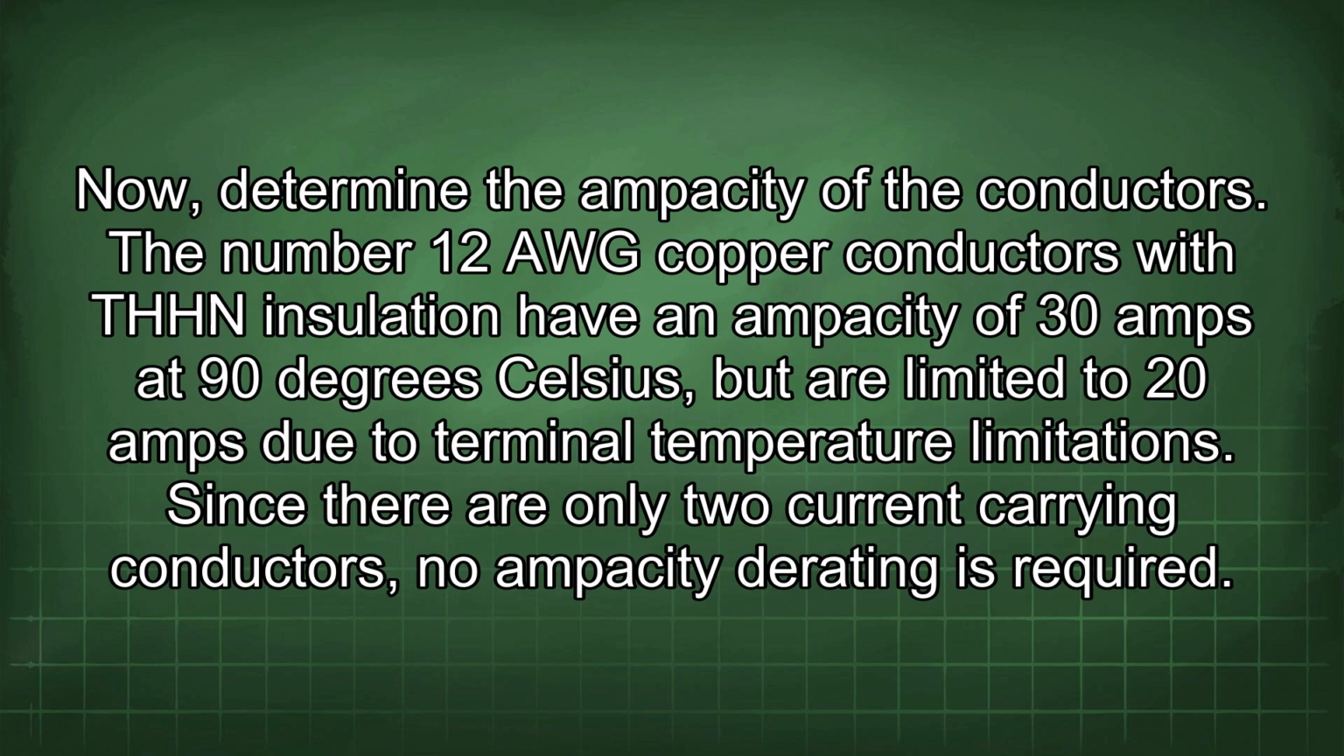Now, determine the ampacity of the conductors. The number 12 AWG copper conductors with THHN insulation have an ampacity of 30 amps at 90 degrees Celsius, but are limited to 20 amps due to terminal temperature limitations. Since there are only two current-carrying conductors, no ampacity derating is required.